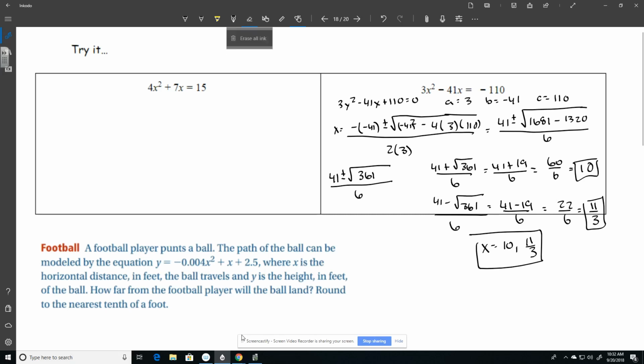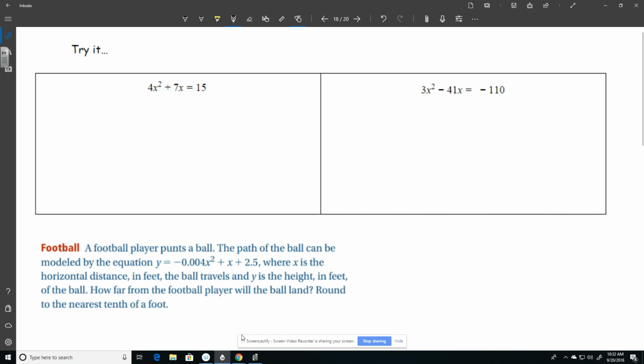Okay, so let's look at this last example. I'll go kind of quick because we've done a few of these now, but here's a story problem. A football player punts a ball. The path of the ball can be modeled by this equation. So basically, the football player kicks the football, and the football is going to go up, and then the football is going to come down. And that right there looks like a parabola. And it is a parabola. So it has this equation right here.